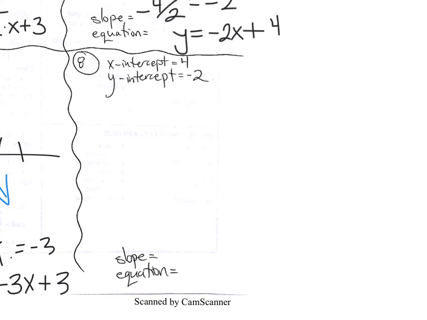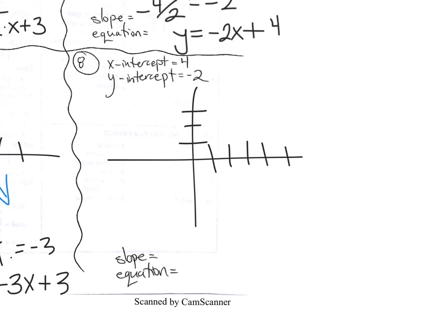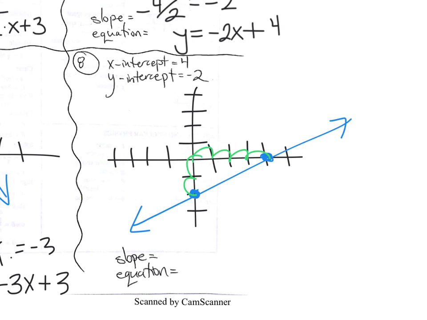And number 8, the x-intercept is 4. On the x-axis, there's 4, and our y-intercept is down here at -2. Connect them with a nice straight line, and it looks like a positive slope. I wonder what our slope is. Let's see. We rise 2 and run 4. So you could leave it as 2 over 4, or if you wanted to reduce, divide to get 1/2, that would be cool.